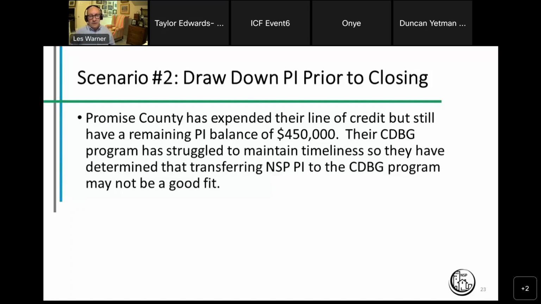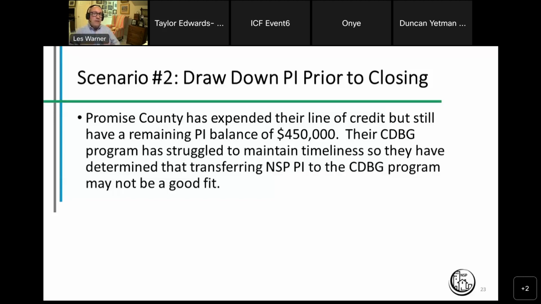Anya also talked about, under scenario 2, that the NSP grantee may have the goal of, let's just get these funds spent. So in this case, Promise County has managed to clear out, to expend their line of credit, but they still have a remaining program income balance of $450,000. So a pretty significant amount of funding.